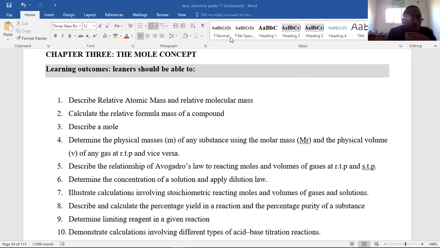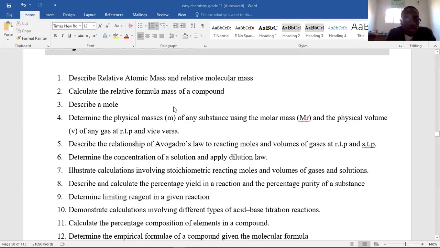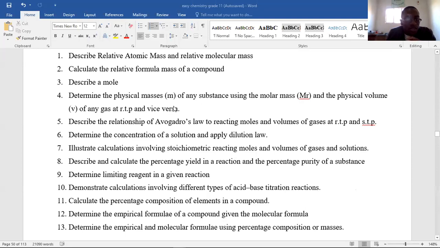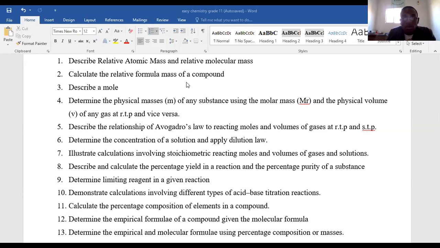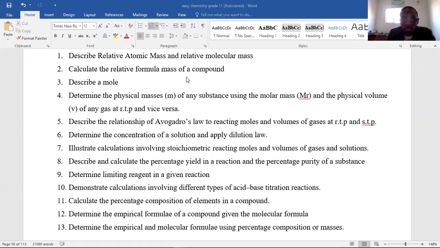we're looking at the learning objectives. By the end of this series, those are the expected objectives that we have to know. So for today, we're going to start with the description of relative atomic mass and relative molecular mass. To give more details about this, allow me to start with the introduction.